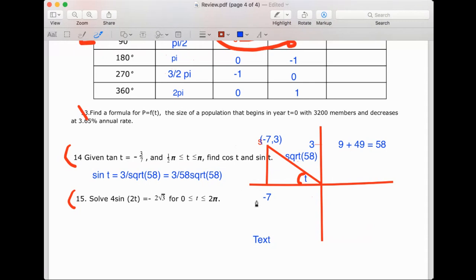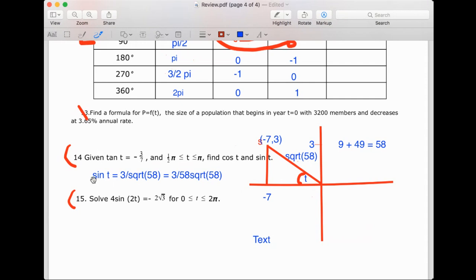Does this make sense? I draw the triangle in the proper quadrant. I find its hypotenuse, because the hypotenuse is not given, but the definition of tangent is opposite over adjacent. So in the second quadrant, the opposite side, the y value, is positive. The x value is the adjacent side, it's negative 7. So then I find out the hypotenuse is square root of 58.